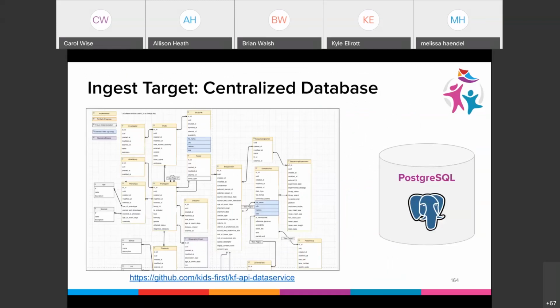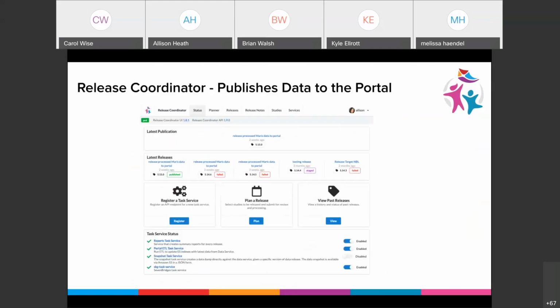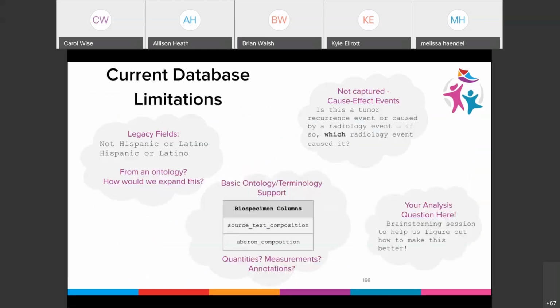For those more techie oriented, the target of all that work that the data wrangling team does is the centralized database that helps us organize and do this. And I think if you go to the next slide, Nicole, we have recognized that there are many limits to what we did originally.